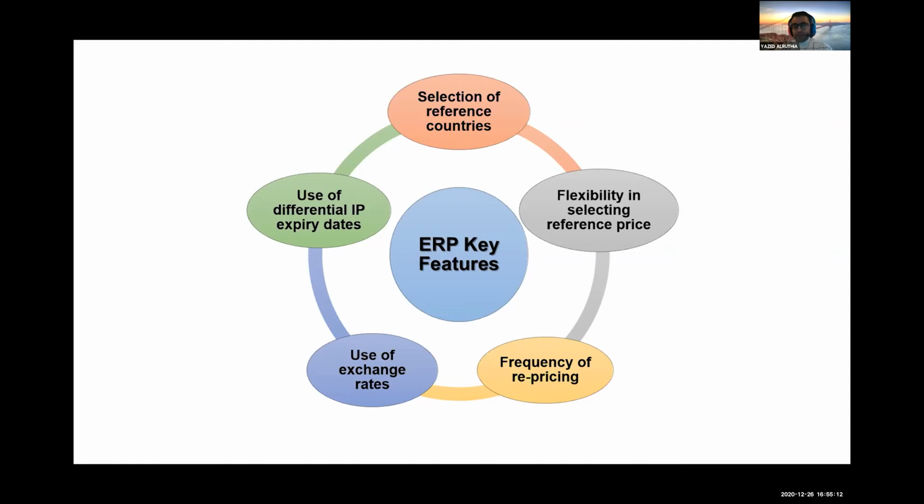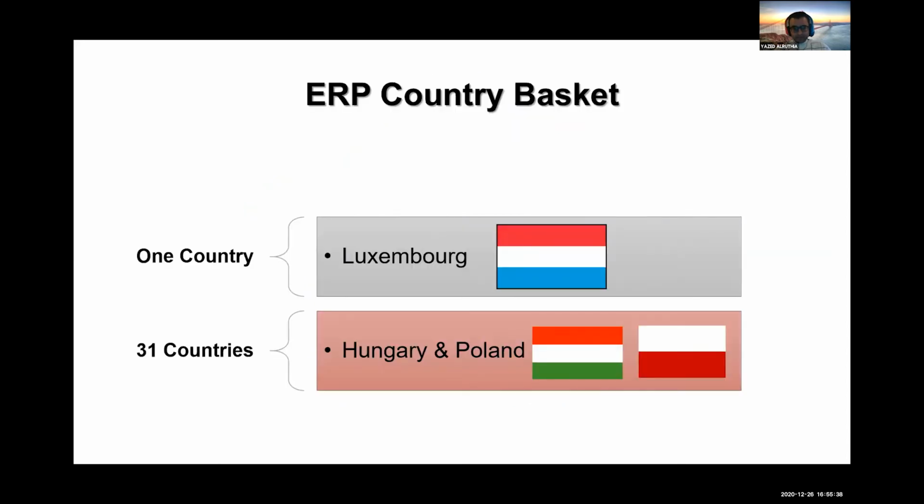Use of differential intellectual property protection expiry dates. For example, in certain countries, the patent of the pharmaceuticals expires sooner than in others. So if we use the countries in which the patented pharmaceuticals' IP protection will expire soon, then we're going to have a lower price in our basket, and then we can select something more reasonable for our country.